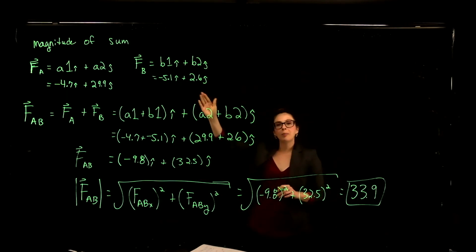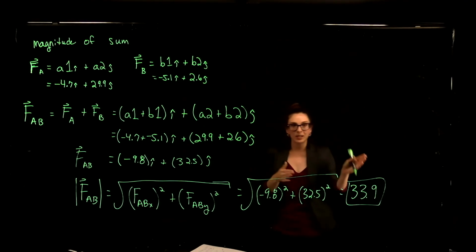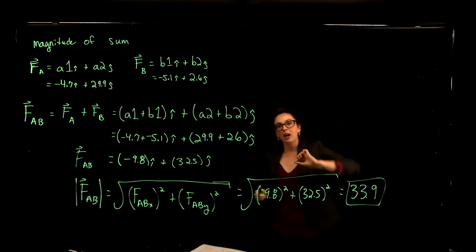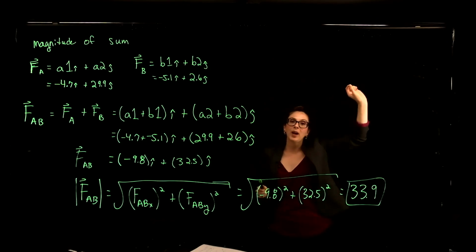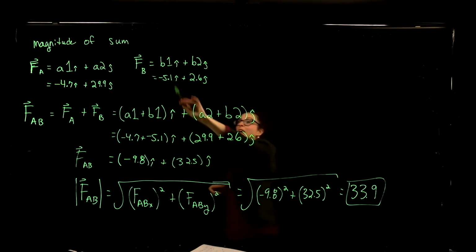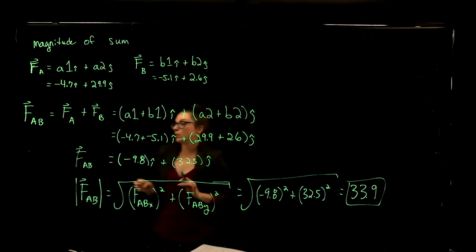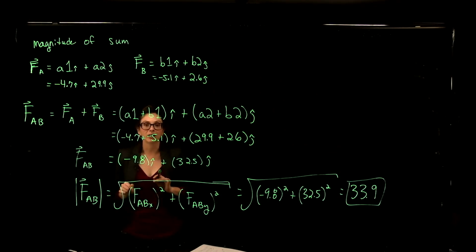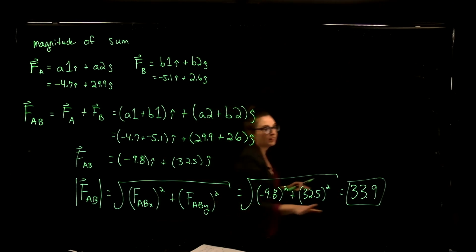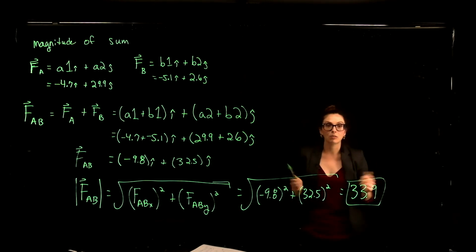If I draw those two vectors tip to tail, and then draw a vector going all the way from the tip of vector B to the tail of vector A, I would find that that length would be 33.9.